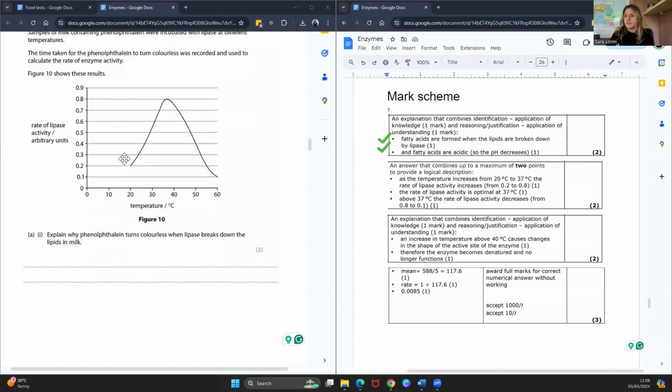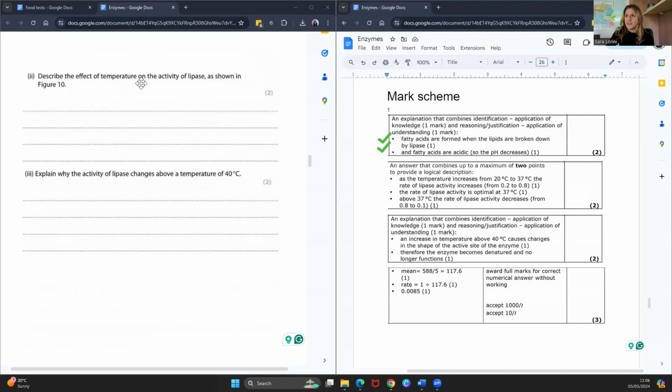Second part. Describe the effect of temperature. Now, when you have to describe, you can always use the general variables. So for example, as the temperature increases, the rate of lipase activity increases. And then you should include some data in it, okay?